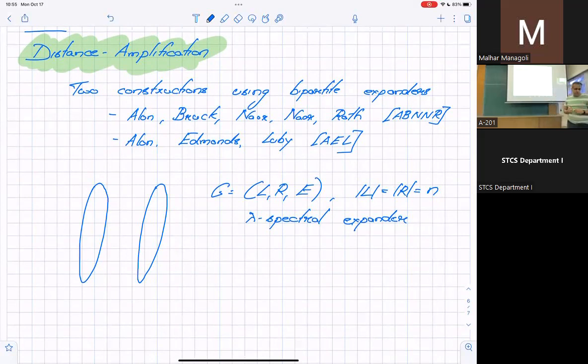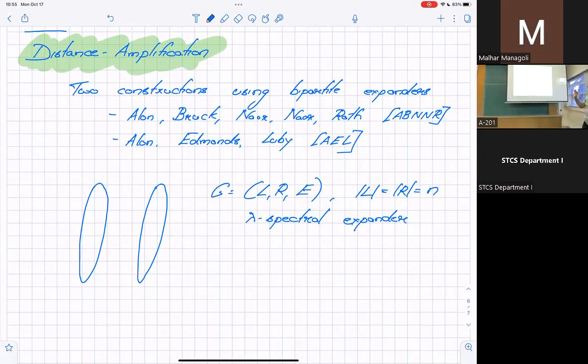And there is a similar expander mixing lemma for this also. What is the expander mixing lemma? Now the edges are going only between different sides. So for any set S on the left side and any set T on the right side, pick a random edge. What's the probability that the left endpoint falls into S and the right endpoint falls into T? Compare it to what happens if you had picked them at random. And what you get is the exact same statement as before.